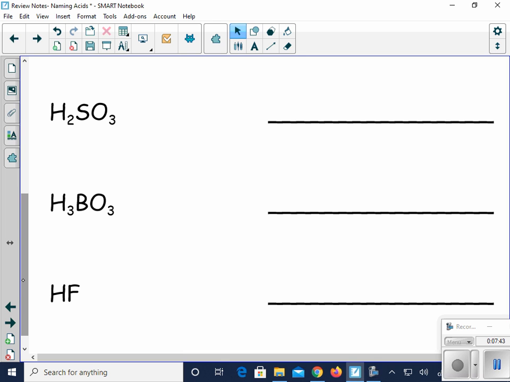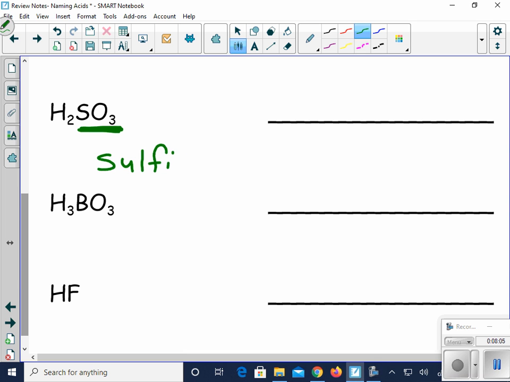So I look here and I say, okay, does it begin with H? Yes, it does. So I'm dealing with an acid. I need to find what this anion is. So as I look on my PAL, SO3 is sulfite. Right?